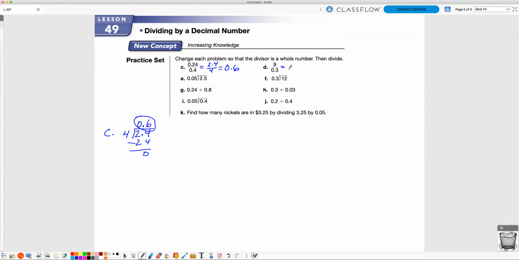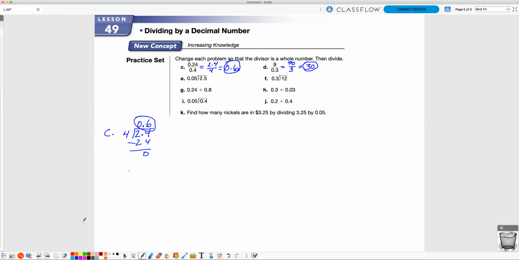All right, on this one, I see that I'd have to make 3 a whole number by multiplying by 10. That means I have to multiply this by 10. So 90 divided by 3 would be what that would be. And I hope I can do this without showing my work, because 9 divided by 3 is 3, and then there's a 0 hanging off there. 30 would be the answer to that one. All right, let's do letter E.